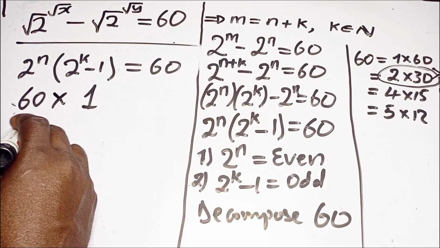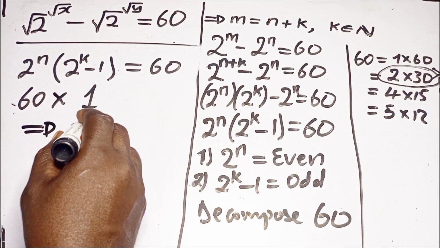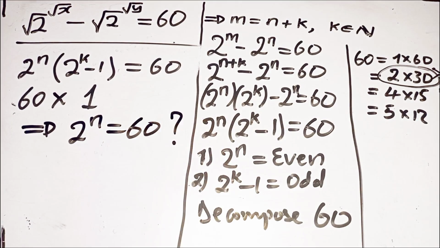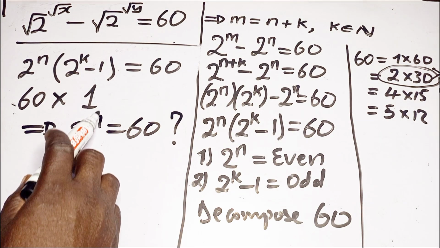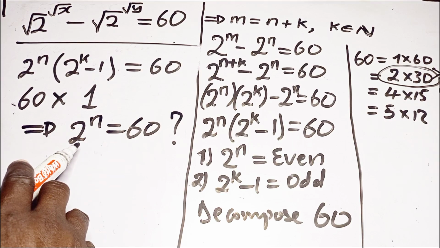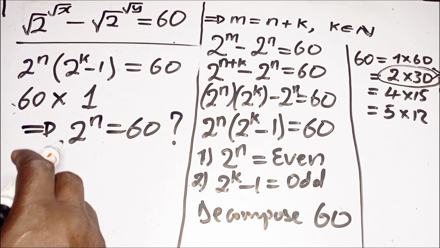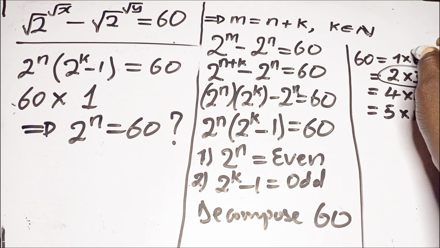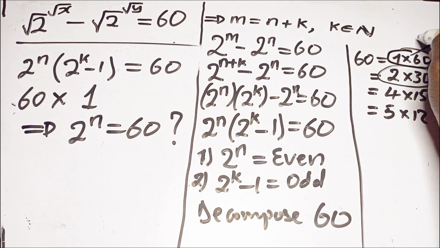Do we have any power of 2 which is 60? There is no power of 2 which is 60. There's no natural number n such that 2 raised to that power will give us 60. So automatically we see that the choice 1 multiplied to 60 is also cancelled. That's not a good choice.